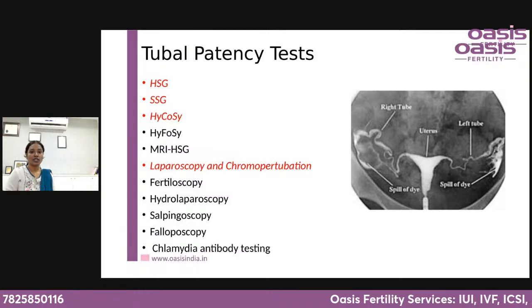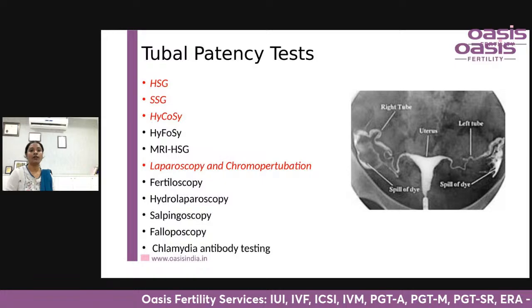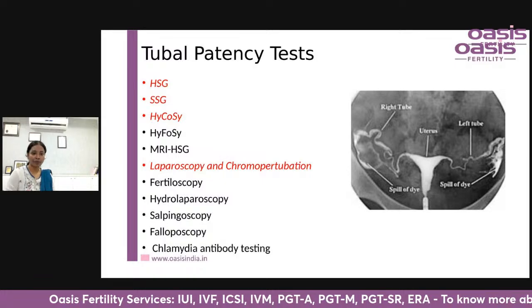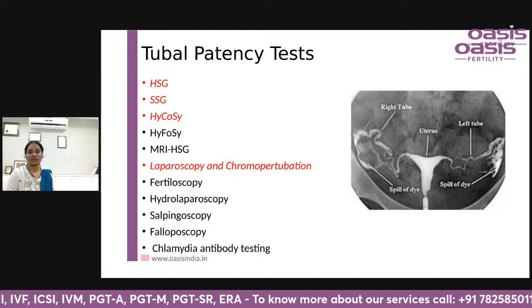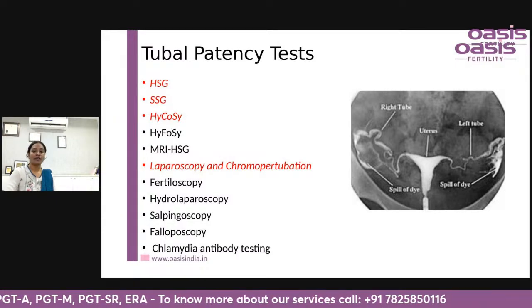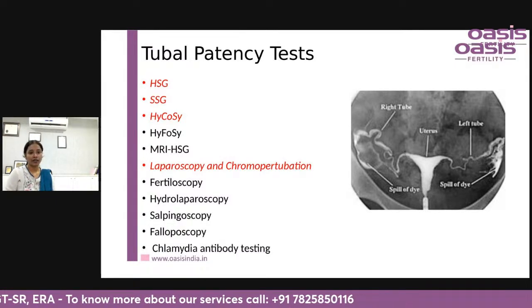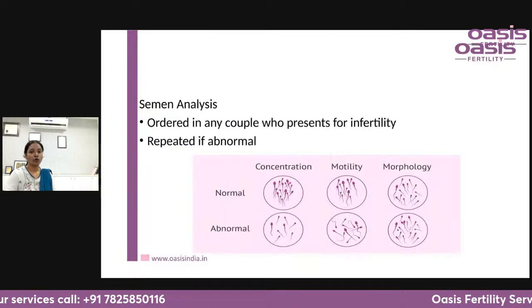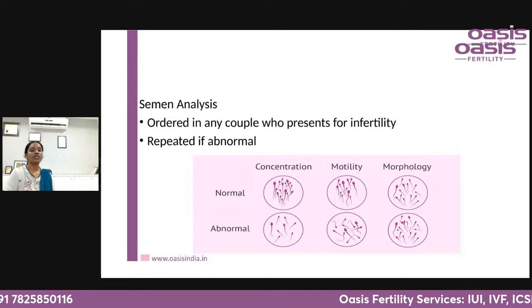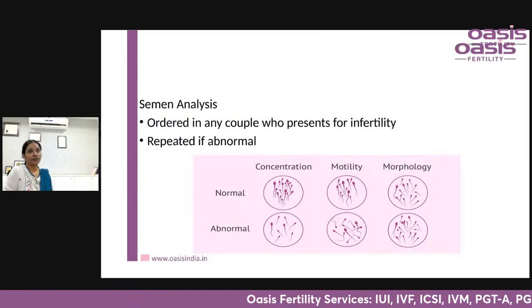So if HSG is not confirmatory, then usually we go about and do a next level testing, sometimes like laparoscopy and dye, to identify if there are any real fallopian tubal blockages persisting. So tubal patency testing is a very basic fertility testing for women, done to rule out any problems in the fallopian tubes. So these are the fertility tests that are done for women.